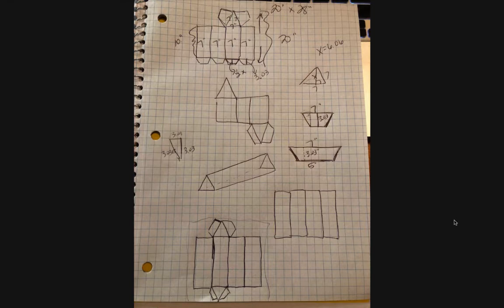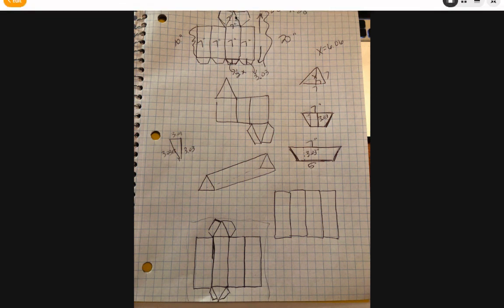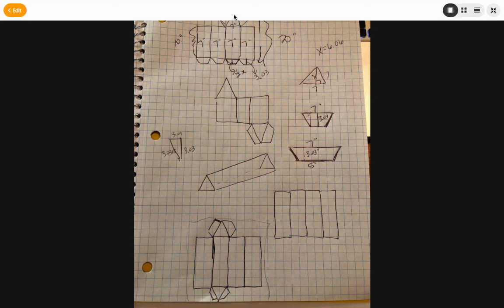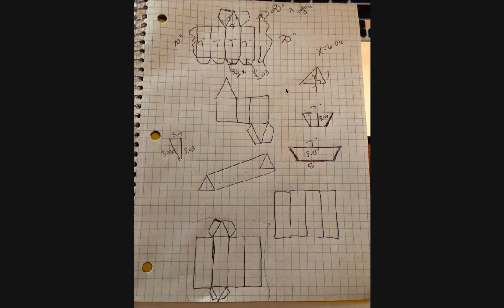So here's more of our planning process. As you can see, I have a bunch of the nets drawn. I've got the 3D solid drawn of what it would look like when it's put together. Up here, I've got my measurements. I use Pythagorean theorem to try to figure out what the height of this triangle base would be. And so this is a bunch of our thoughts and eventually our final net that we use to construct our prototype.